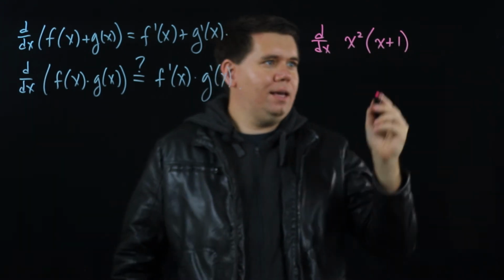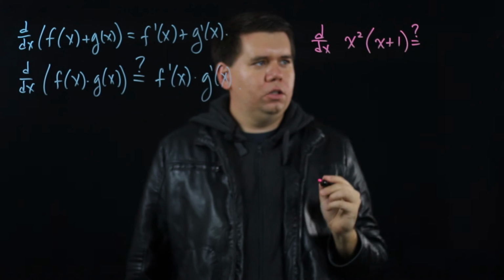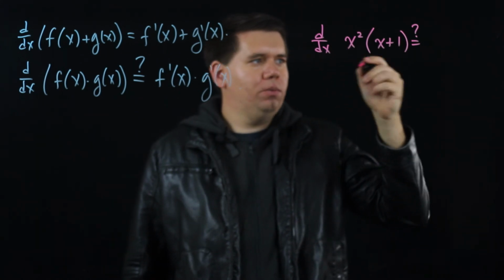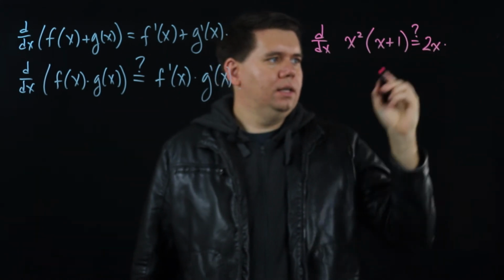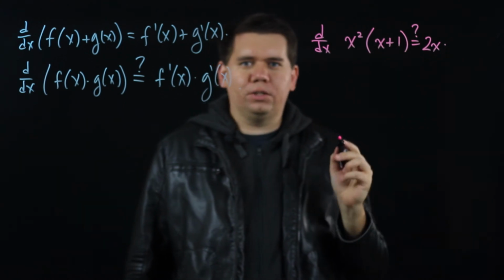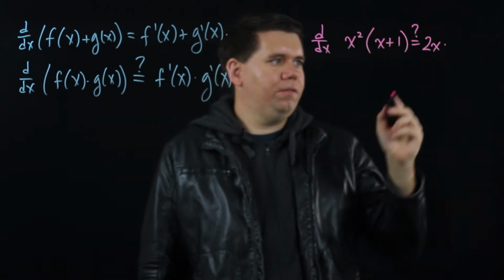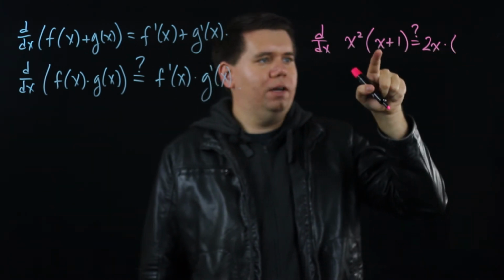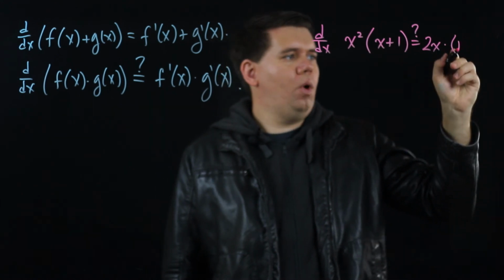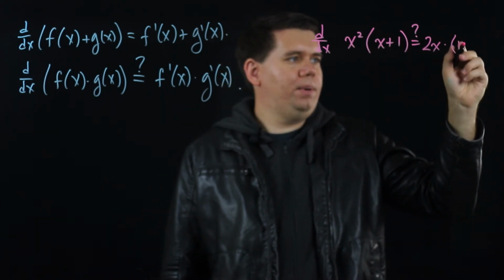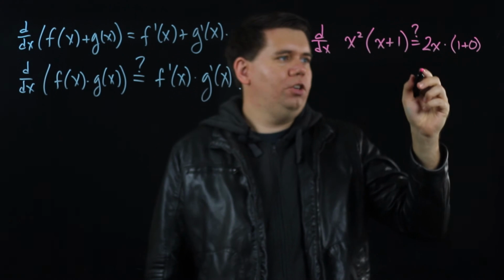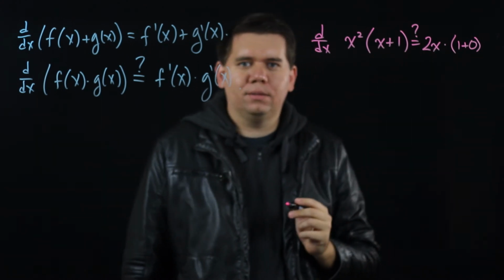Now, you might think, should that just be the derivative of the first function, which is 2x, times the derivative of the second function? What is the derivative of the second function? Well, first you do the derivative of the first piece, which would be 1, plus the derivative of the second piece, which is 0. And so you end up with just 2x.